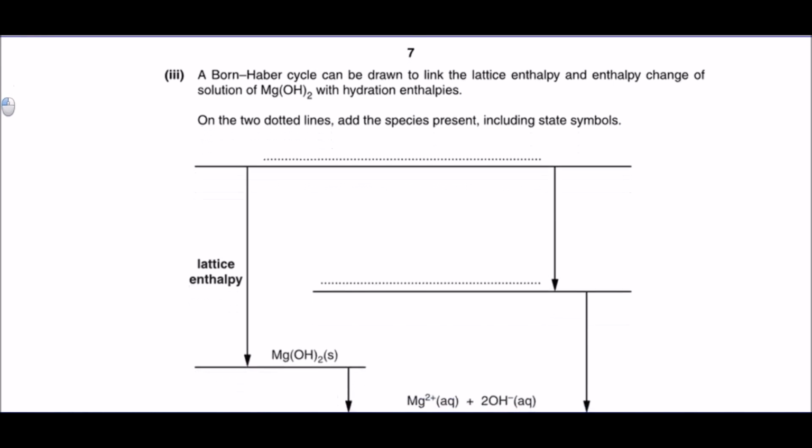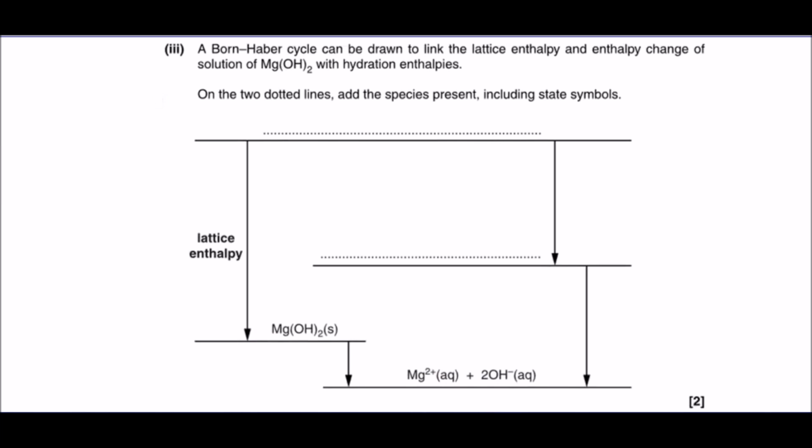Carrying on, we've got a Born-Haber cycle to fill in. This one is the solution one because you can see it's got fewer lines. So we've got, on the top line, we are going to have those ions, and they are going to be gaseous ions.